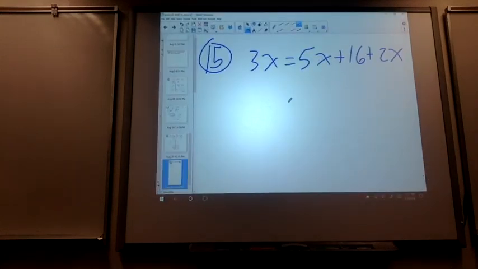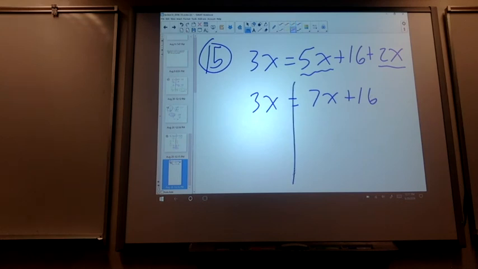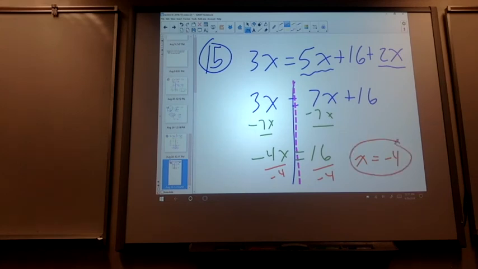There you go. On this one, the tough thing here is I have this on both sides, or on the same side. Combine that together before you do anything else. So you're going to get 7x plus 16. I didn't move anything over on either side of the equal sign. At this point, I can do my dotted line, which means the equal sign. Subtract 7x from both sides. Negative 4x equals 16. Divide each side by negative 4, and 16 over negative 4 comes to just negative 4.